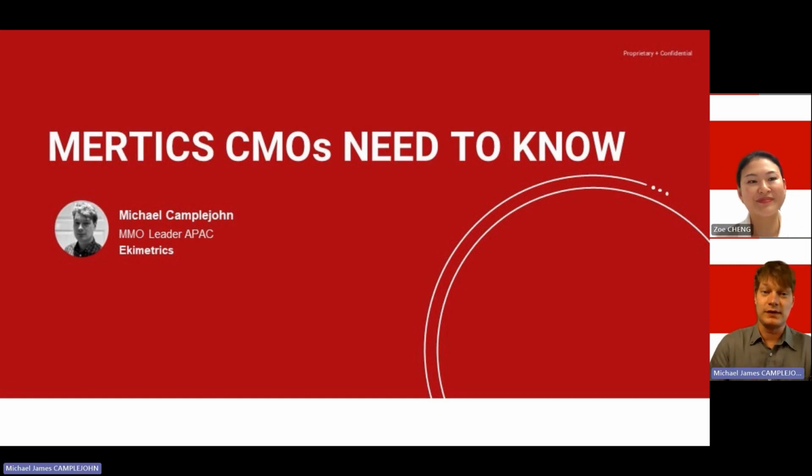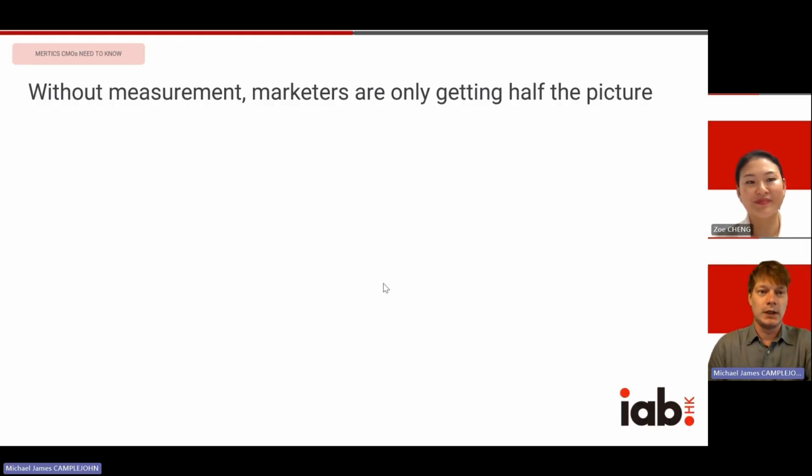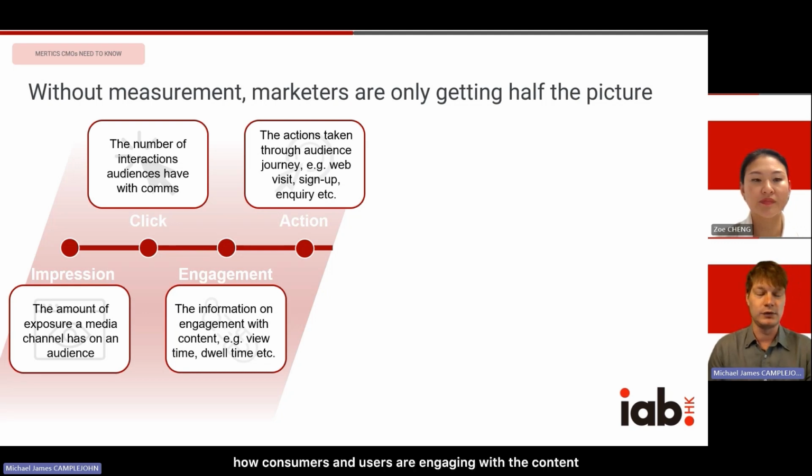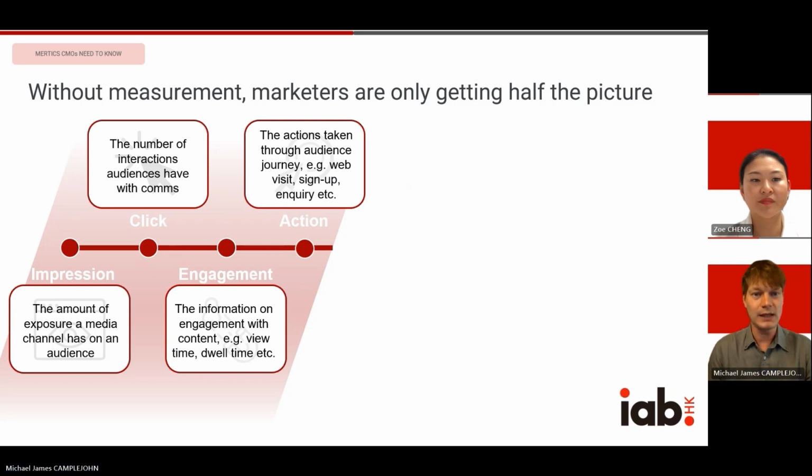Okay, so looking at the metrics that CMOs need to know. What we often find is that marketers are very comfortable working with metrics based on execution of media activity, such as impressions that represent the amount of exposure that a media channel has to an audience, clicks, the number of interactions the audience is having with those comms, engagement metrics, things like view time, completed views, dwell time, things that let you understand how consumers and users are engaging with the content, and also other actions such as visiting the websites, signing up to mailing lists, making inquiries on site, and so on.